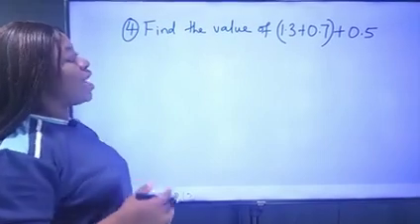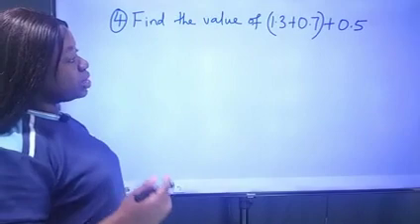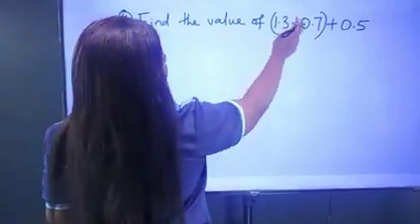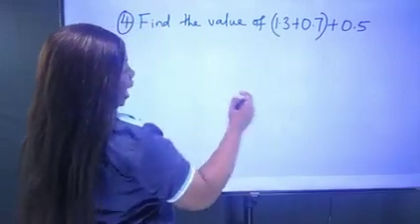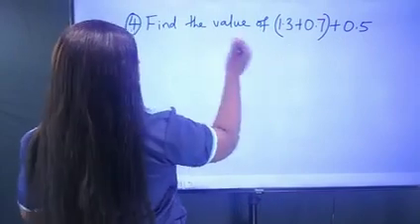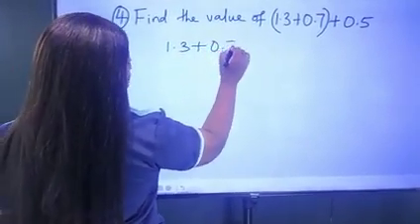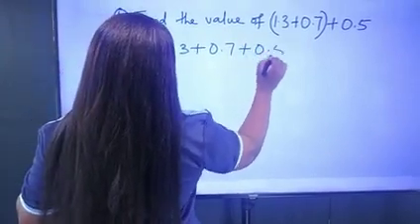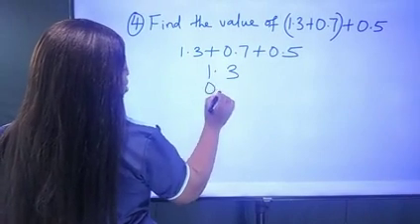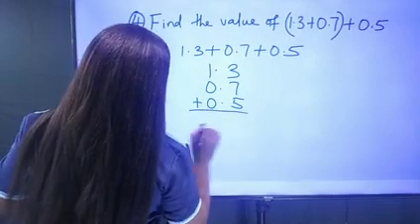Now the next one is find the value of 1.3 plus 0.7, all in bracket, plus 0.5. So now we will solve the one in the brackets, added to this. But because everything is addition, we can add up everything together. So that's 1.3 plus 0.7 plus 0.5. So we can do it this way.